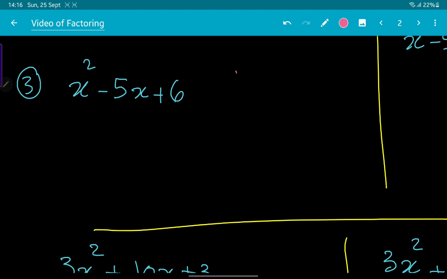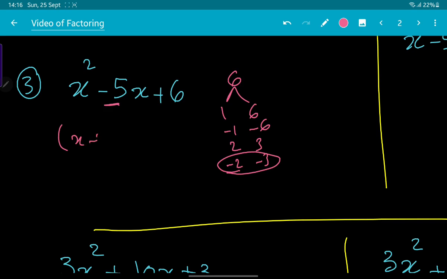Number 3, the positive 6 would be 1 and 6, negative 1, negative 6, 2 and 3, negative 2 and negative 3. When we add, this will give you negative 5. So the answer will be x minus 2, x minus 3.